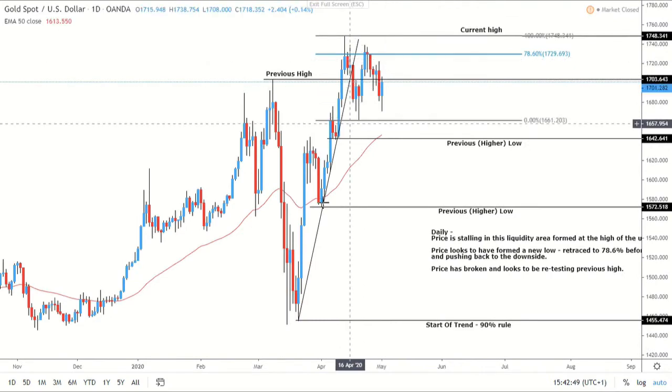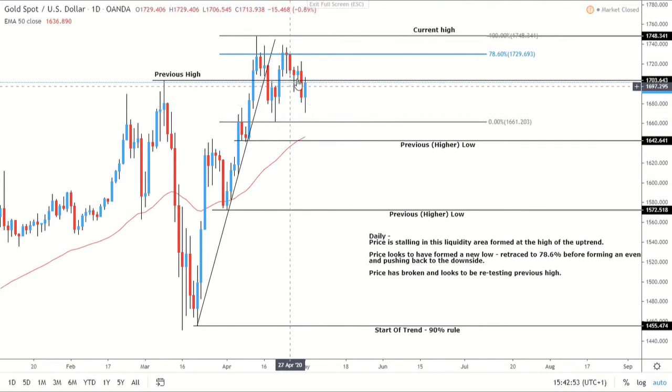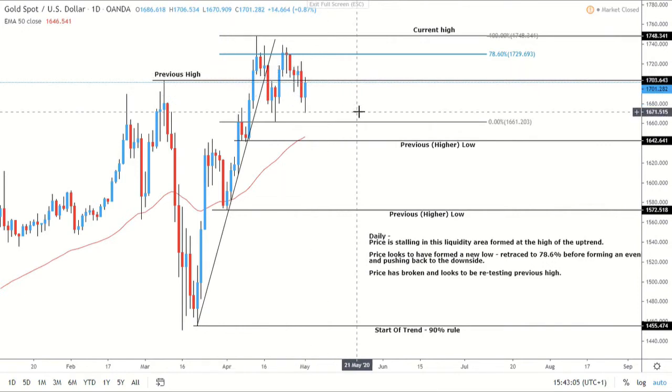So on the daily, you can just see that we've got this daily trend that's been broken. We made a low, then we've retraced to the golden pocket, and now we've reversed from there. Now we're breaking below the previous high and retesting it perfectly, and now I'm looking for this to continue to the downside, and currently above the daily 50 MA.